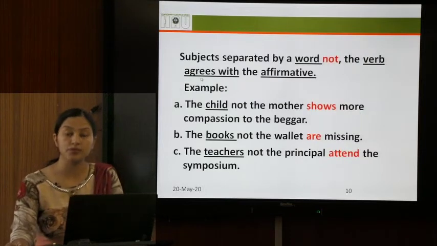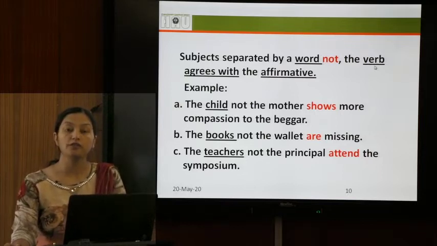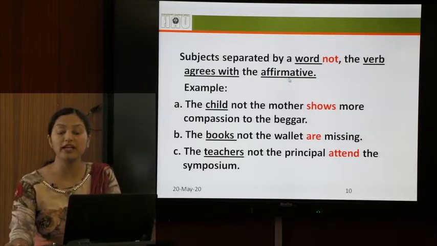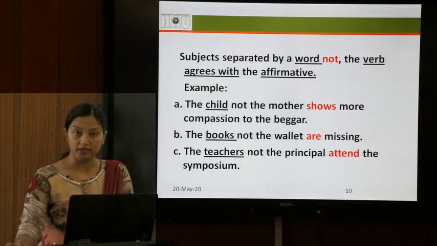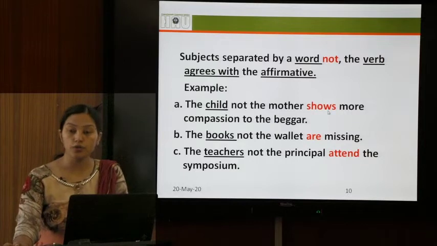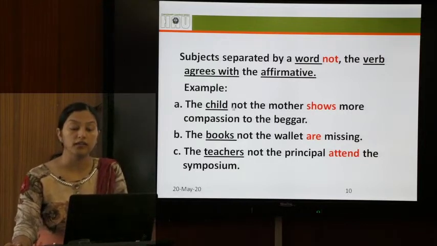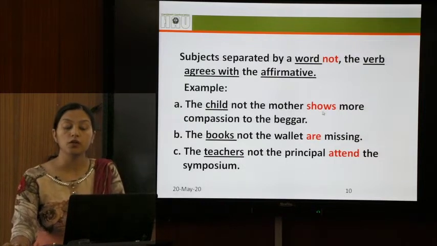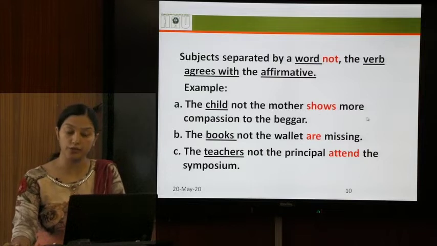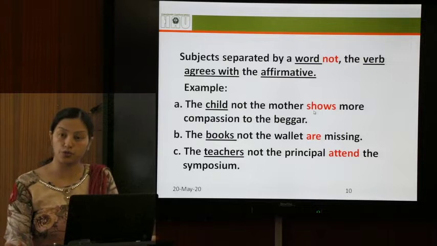Now, sometimes when subjects are separated by the word not, the verb has to agree with the affirmative part in the sentence. The child, not the mother, shows more compassion to the beggar. So, here the affirmative part is child, which is singular. So, the main verb which we are using should be singular in form. So, we are using shows.